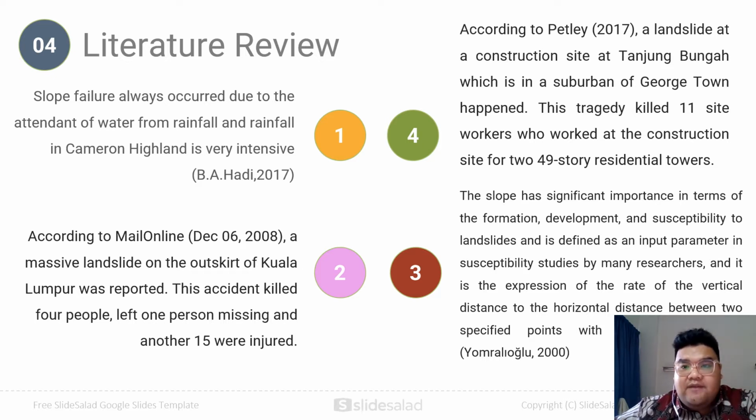According to Petri 2017, a landslide happened at a construction site at Tanjung Bunga, in a suburb of Georgetown. This tragedy killed 11 site workers who worked at the construction site for a 49-story residential tower. And the last one, according to Mail Online, December 6, 2008, a massive landslide on the outskirts of Kuala Lumpur was reported. This accident killed 4 people, left 1 person missing, and another 15 were injured. So it means that landslides are very high risk and can also cause death.